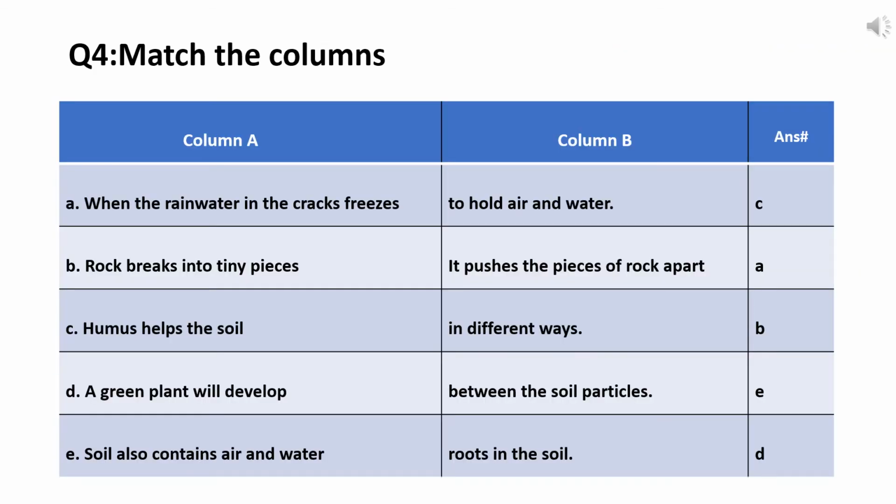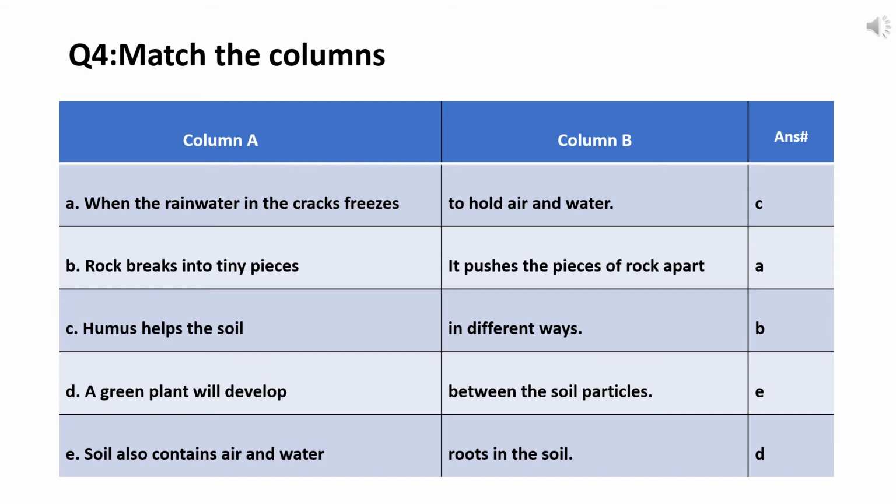Okay, dear students, this is the last question of today, that is match the column. You need to find the answer of column A in column B, and then you have to write your answers in column C, that is the answer column. Anyways, let's start. Number A is: when the rainwater in the cracks freezes, it pushes the pieces of rock apart. Number B: rock breaks into tiny pieces in different ways. I have shown you so many ways in the formation of soil, right? Number C: humus helps the soil to hold air and water.